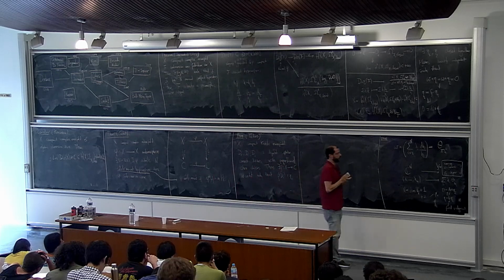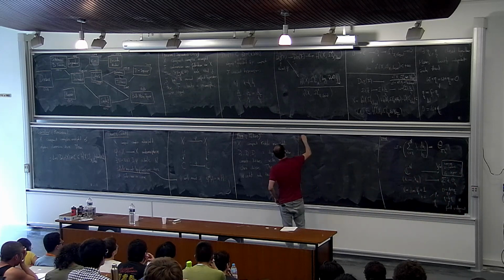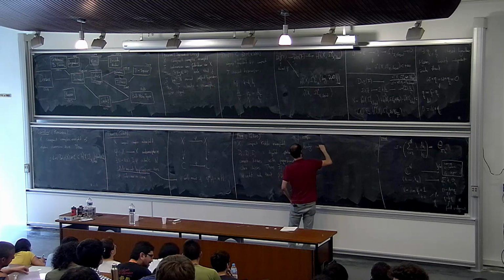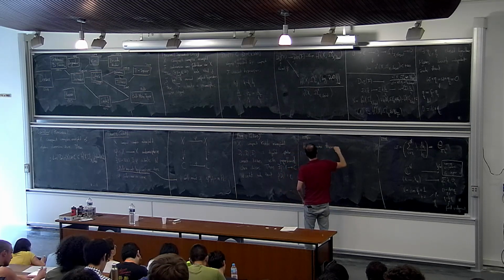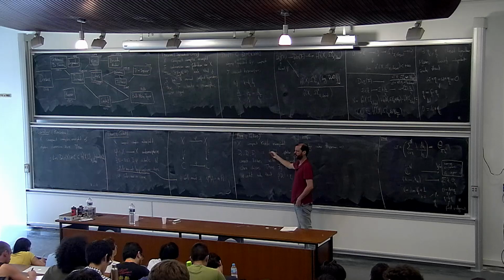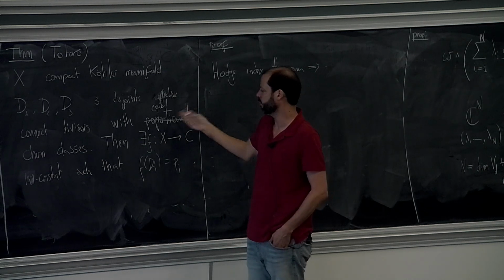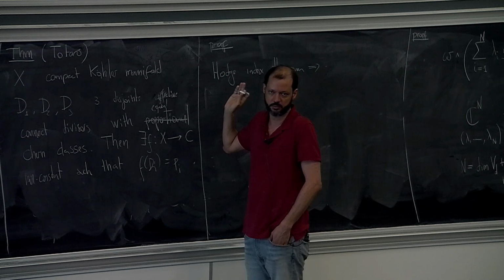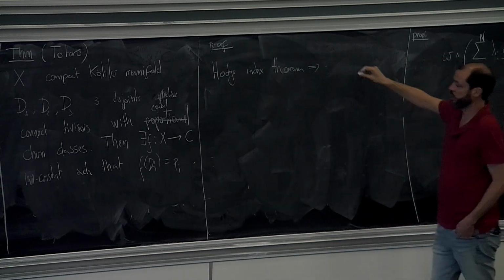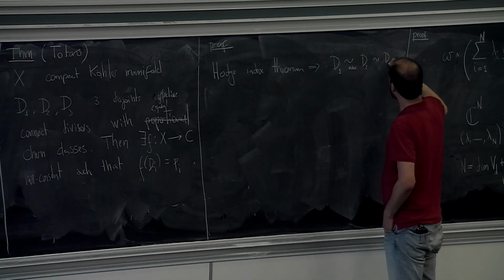So how does the proof go? The point is that the Hodge index theorem implies that, since they are proportional and I'm only looking at divisors, I can reduce without loss of generality to the case where they're just equal. I'm not saying that the divisors are reduced, just that they're effective. So I can assume that these Chern classes are equal. And in this case, the Hodge index theorem says that D1 is numerically equivalent to D2, which is numerically equivalent to D3.